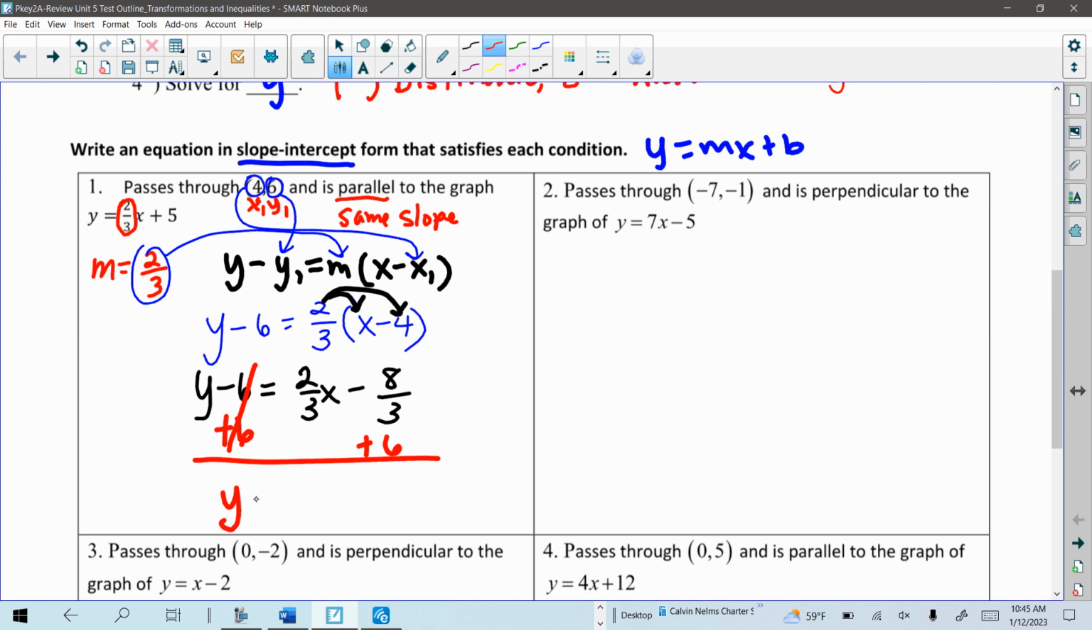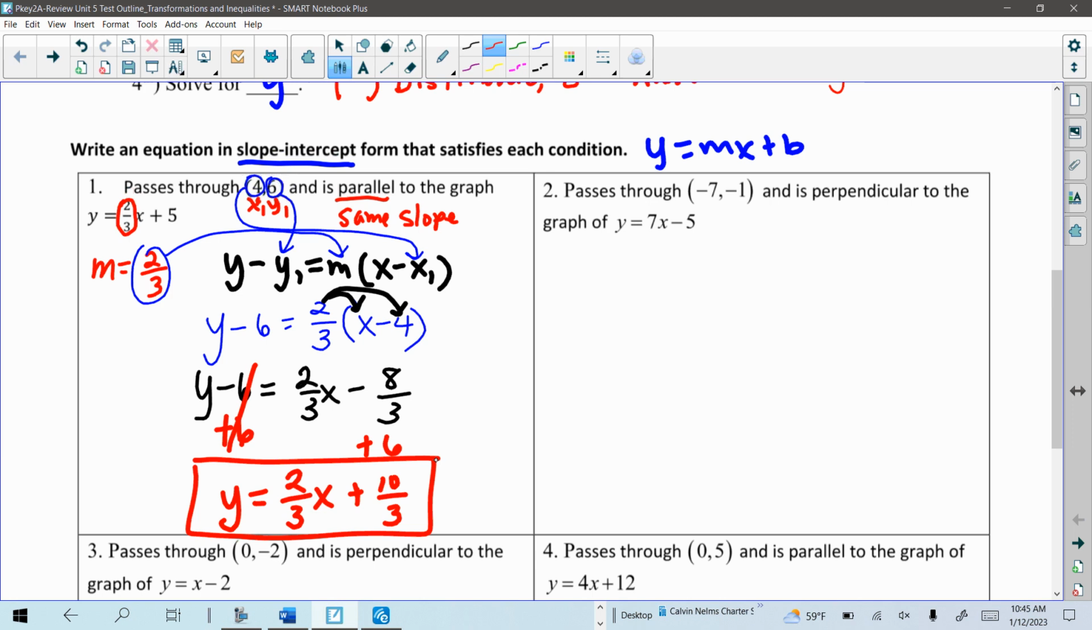So our y is going to equal 2/3 x. Who knows what happens when you add 6 to that -8/3? Very good. You have a calculator to do that for you. So it's going to be plus 10/3, your y-intercept can be a fraction. And that's what we want in that form.